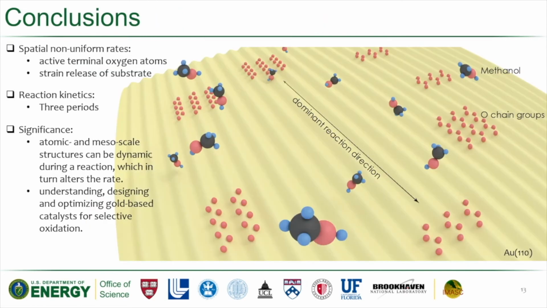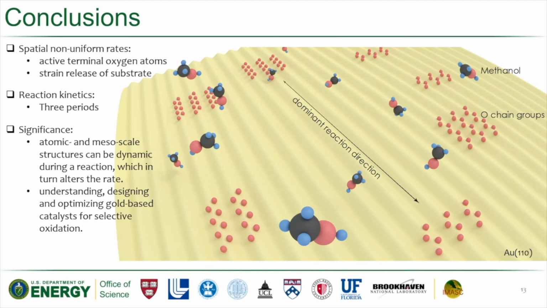Okay, with that, I would like to conclude. We used a scanning probe microscope to study methanol oxidation at room temperature over gold surfaces. We noticed a non-uniform reaction rate, which prefers to occur along the row direction. And we ascribe that to the tunnel structures and also the active terminal oxygen sites and strain release from the substrate as the reaction occurs.